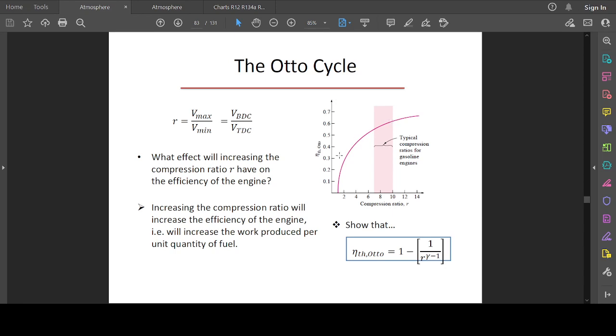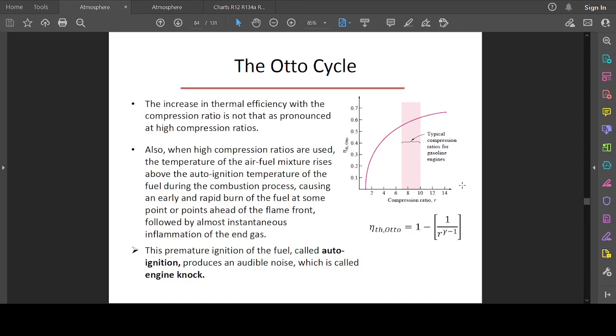Okay, and as you can see, the increase in compression ratio increases the efficiency of the system. So the increase in the thermal efficiency with the compression ratio is not as pronounced at higher compression ratios. As you can see, at higher compression ratios, the curve was initially going up and now it's trying to stabilize at an efficiency of less than 70%.